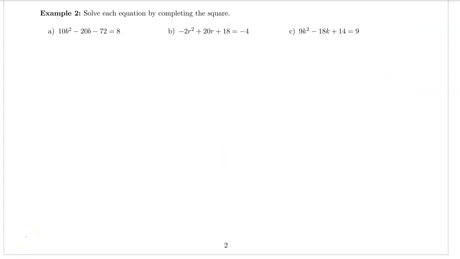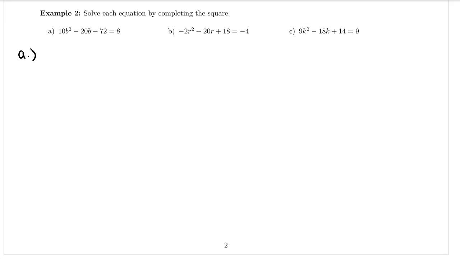I mentioned earlier, one of the reasons why we might want to go from standard form to vertex form is to help us graph the parabola. Another reason is that it sometimes helps us to solve quadratic equations. There are different ways we can solve quadratic equations. One of the ways is using the quadratic formula, but here in example 2, we're asked to solve each equation by completing the square.